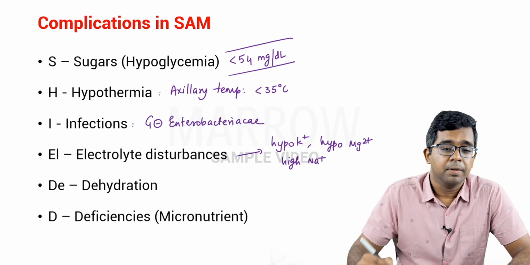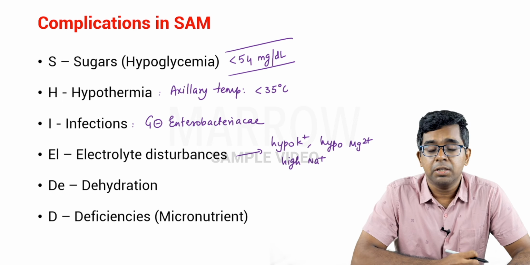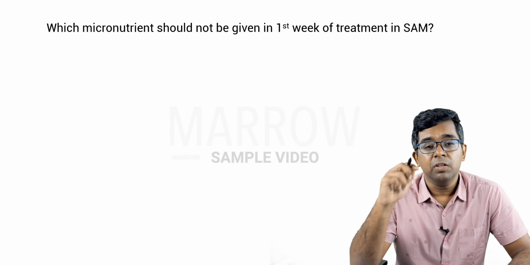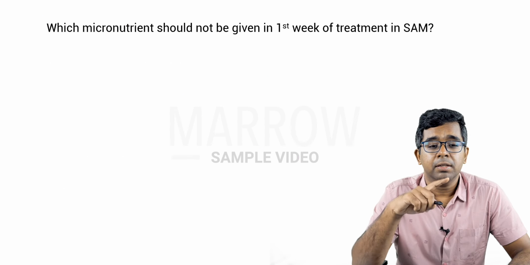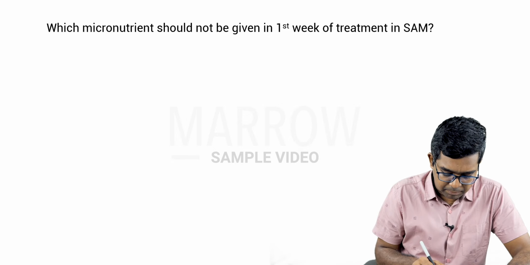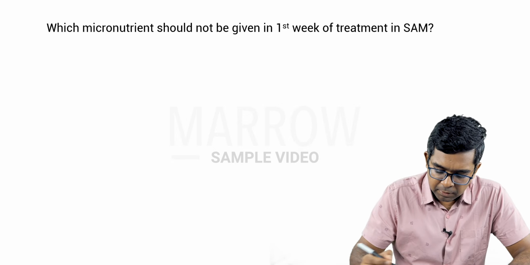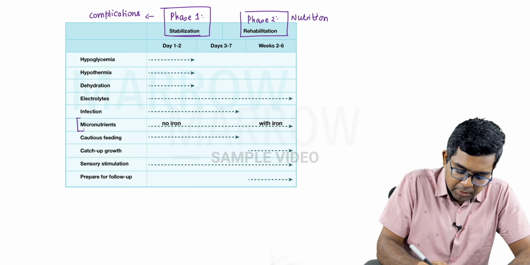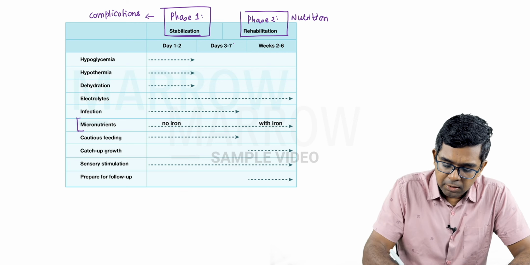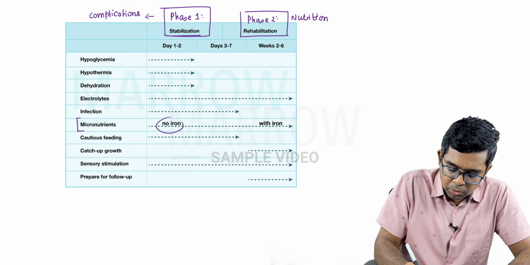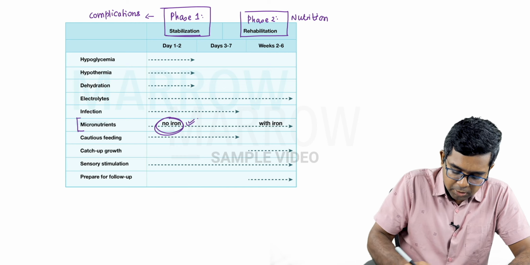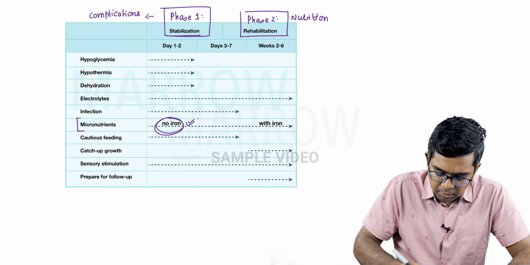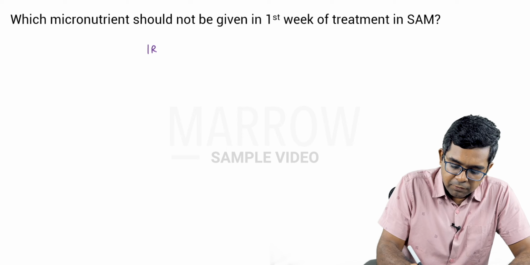micronutrient deficiency. And here an important point needs to be remembered. What is that? Which micronutrient should not be given in the first week of treatment in SAM? I'll take you back to the table where you can see this particular part. Micronutrients, can you see in the first week of treatment, no iron is written. This is important. Okay, so iron should not be given in the first week of treatment in SAM.